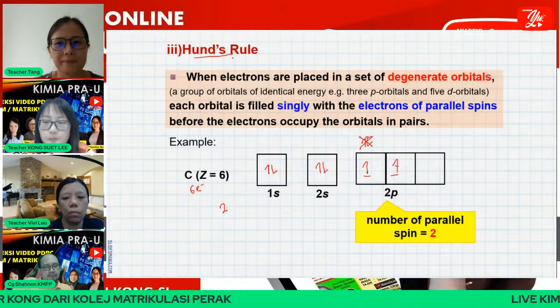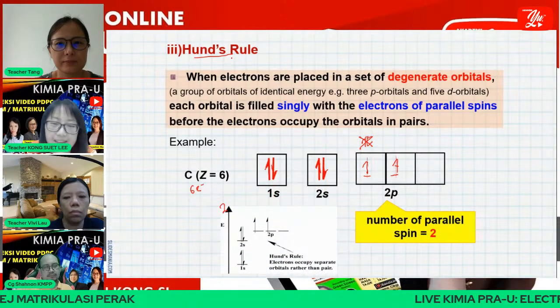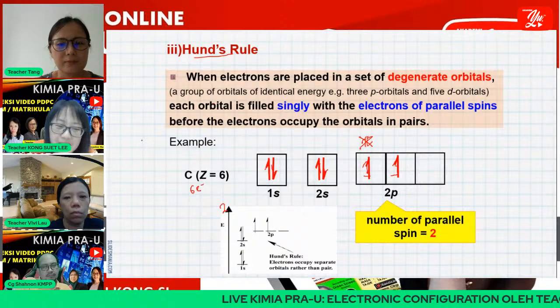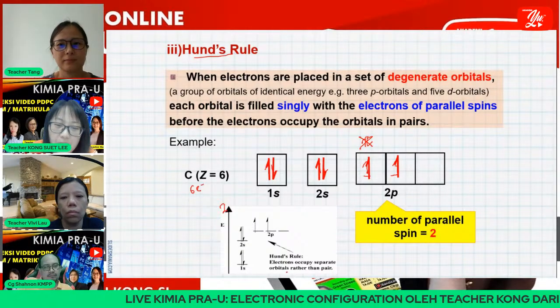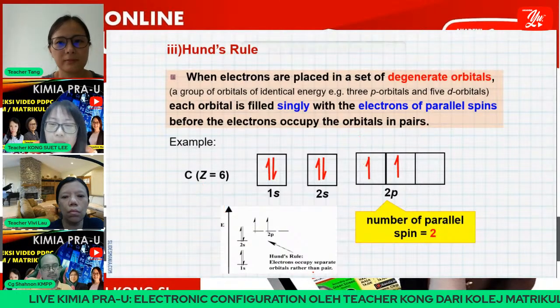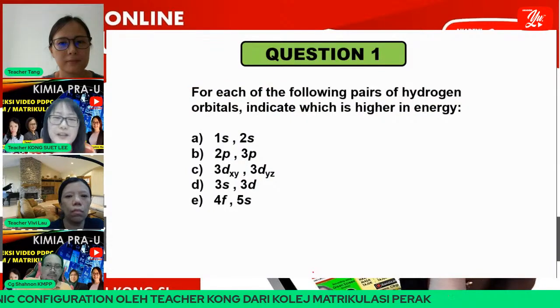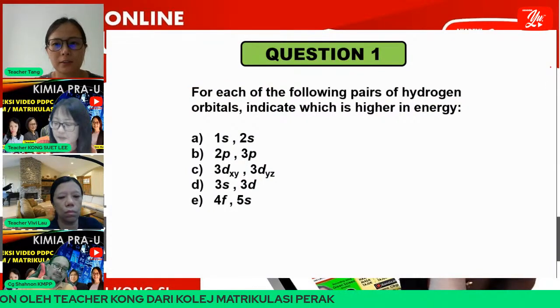So that's what Hund's rule says. Yes, we have to singly fill first. So this is Hund's rule: electrons occupy separate orbitals rather than pair. After we learn about these 3 rules, let's check our understanding of these 3 rules.